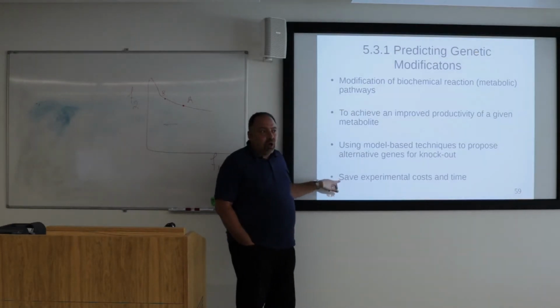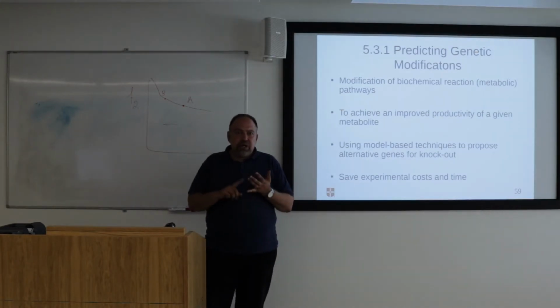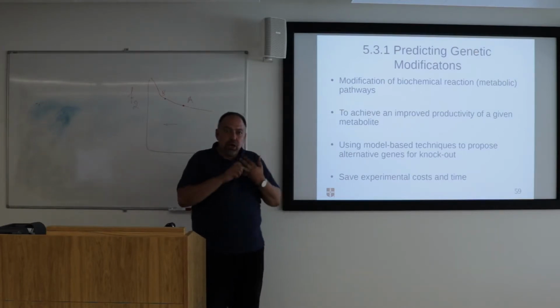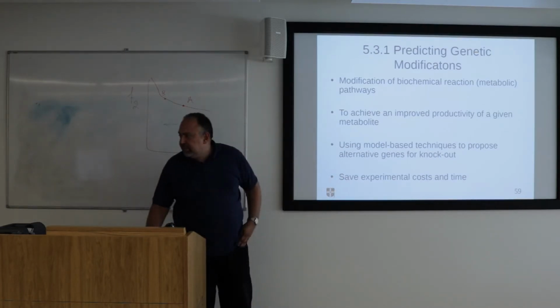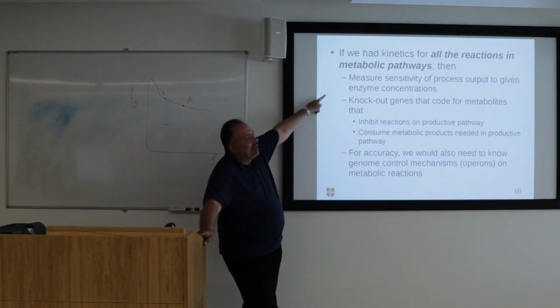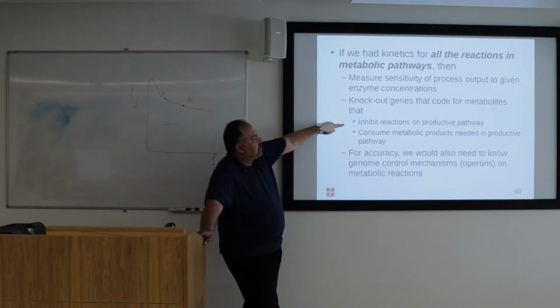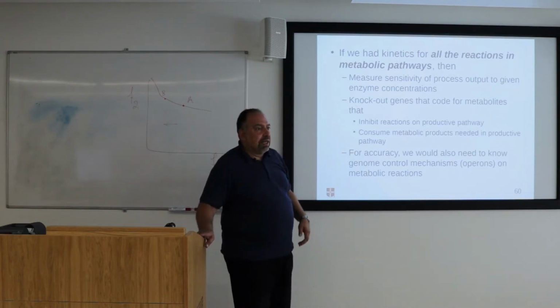Why do you want to do that? Because obviously, if you're going to do this by experimental ways, either combinatorial experiments or by experience, you're going to run a lot of trials which have a lot of cost as well as a lot of time invested in them. Now, if we had kinetics for all the reactions in metabolic pathways, we could measure the sensitivity of process output to given enzyme concentrations, knock out the genes that code for metabolites that inhibit reactions on the productive pathway, consume metabolic products needed in the productive pathway, and try to restrict the side reactions so that you enhance the path that leads you to the product.